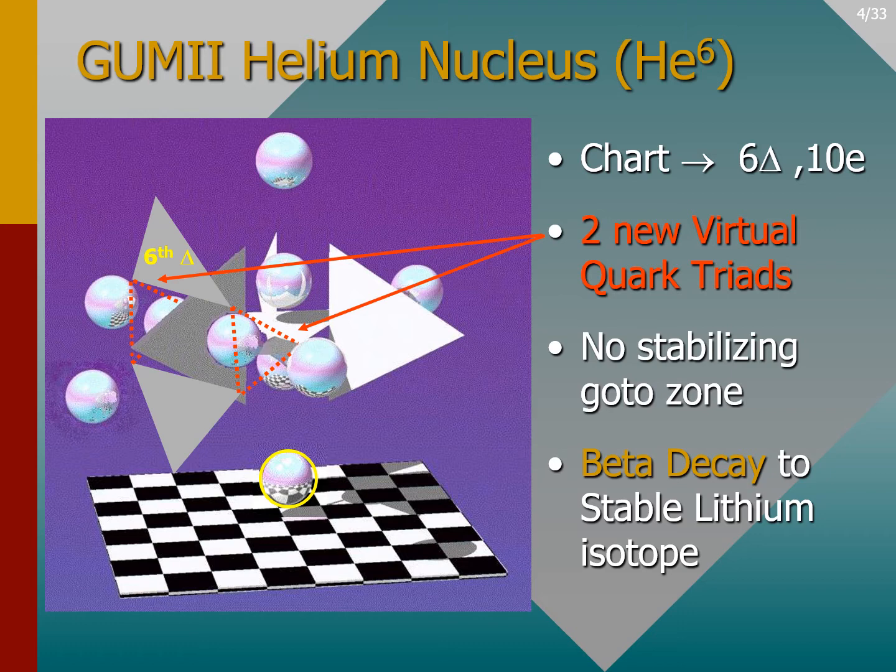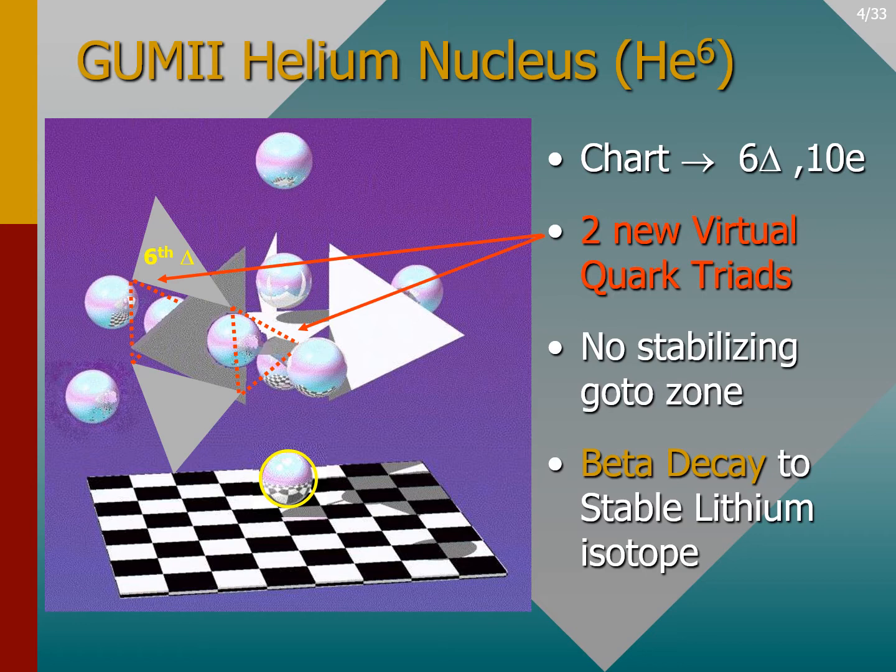From the helium isotope chart, we know that this GUMII model should contain 6 triangles and 10 electrons. The sixth triangle could be added to several edges, but it will always be drawn first at a location where new virtual quark triads can be formed, because of the more powerful additional strong and weak force binding. Note the location where 2 new virtual quark triads are created. This increases the strong and weak force binding so that now the neutron appendages are prevented from flying off.